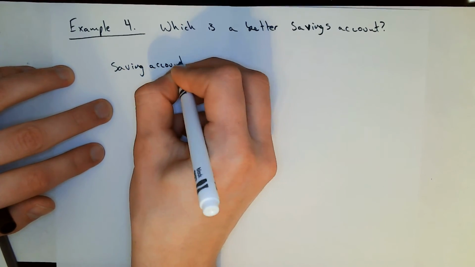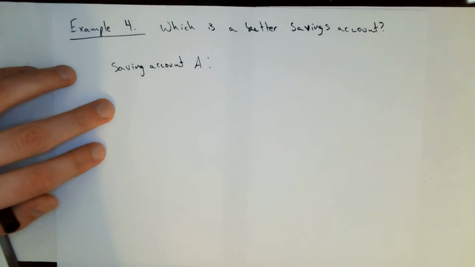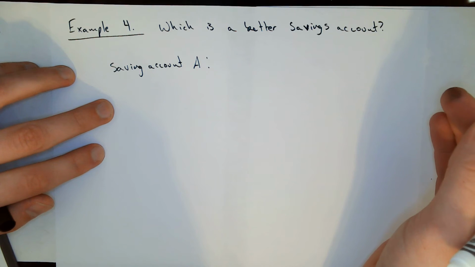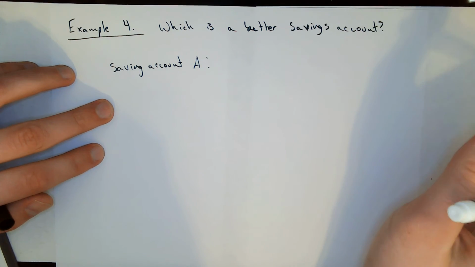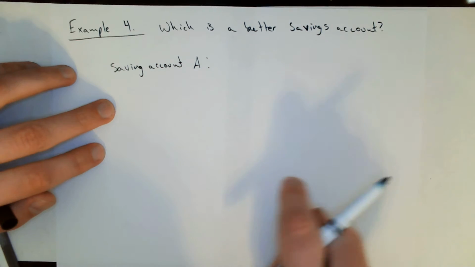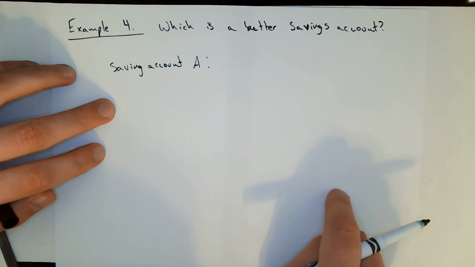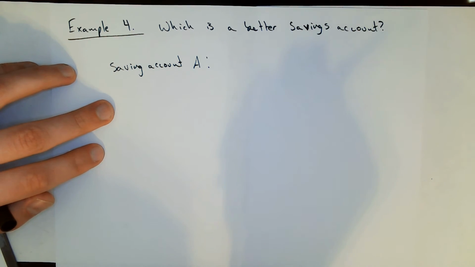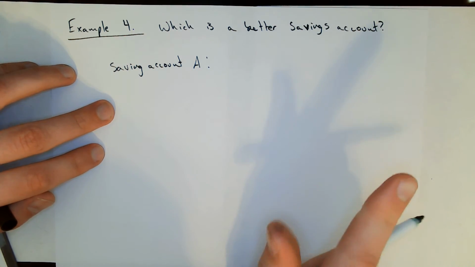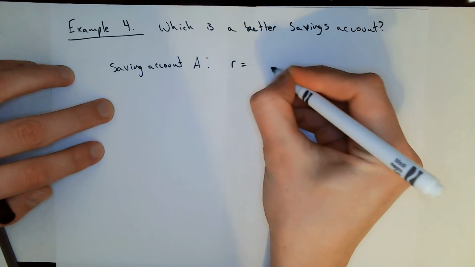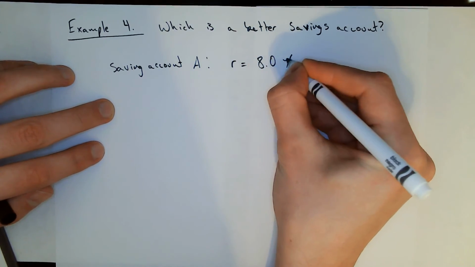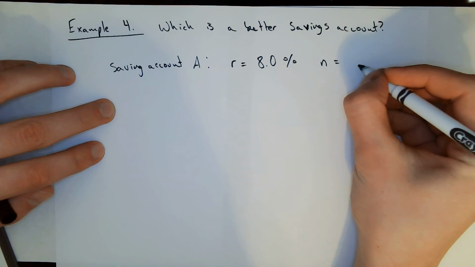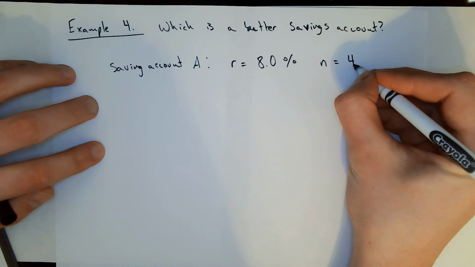account A. And let's say that, what is going to be different for different savings accounts? Well, not the principal or the time, right? Because you determine the principal. You determine how much money you put into the account, and you determine how long it stays there. What they control is the number of compoundings and the interest rate. So let's say this savings account A has an interest rate of 8.0%, and N is, let's say it compounds quarterly. So we'll say N is 4, so this is quarterly.